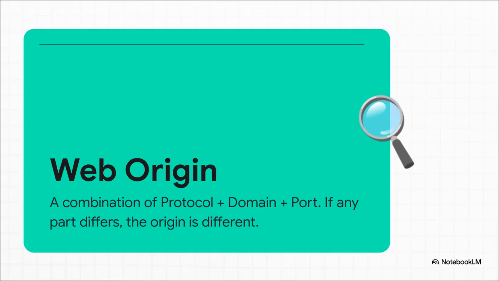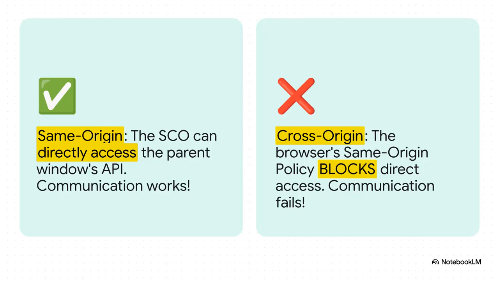So to really get this, we first have to define what a browser thinks an origin is. And it's not just the domain name like example.com. It's actually a combination of three things: the protocol, so HTTP versus HTTPS, the domain itself, and the port number. If any one of those three things is different between two windows, the browser considers them to be from completely different places. And here is why that matters so much.